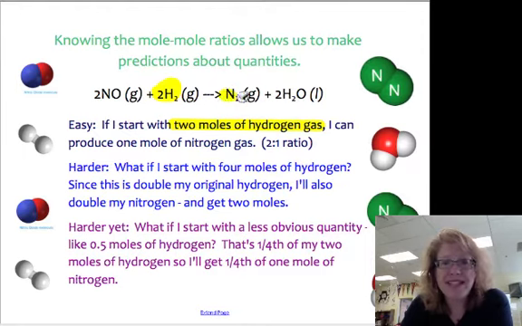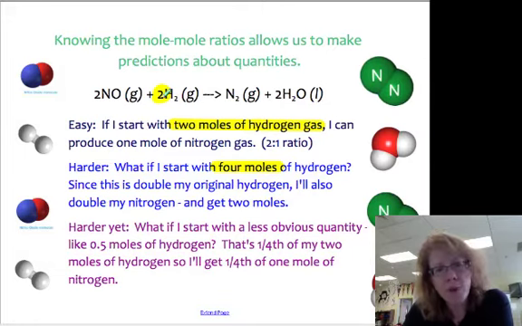Unfortunately for us, of course, it's not always that easy. Sometimes we start with not so round numbers. The harder example here: what if I start with 4 moles of hydrogen? Our equation up here has 2, but I have 4. So it's kind of double, right? If I double the amount of hydrogen, then I should be able to double the amount of nitrogen.